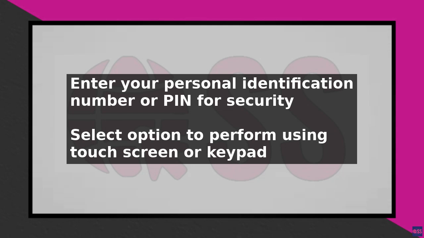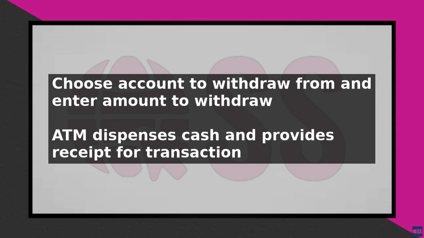If you are withdrawing cash, choose the account you want to withdraw from and enter the amount you wish to withdraw. The ATM will then dispense the cash and provide you with a receipt. To check your balance, simply select the Balance Inquiry option and the ATM will display your current balance. You can also use the ATM to transfer funds between accounts or to pay bills.